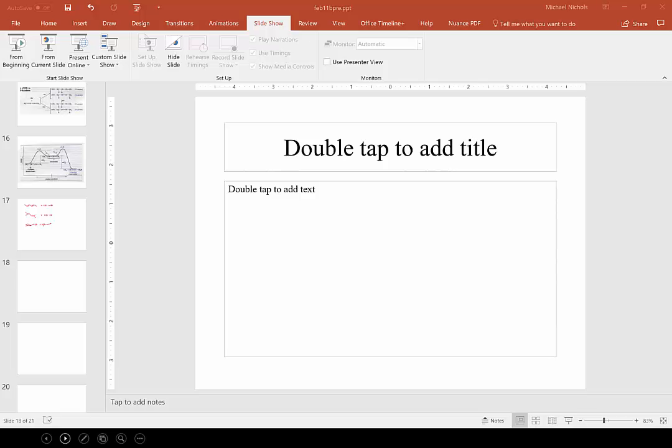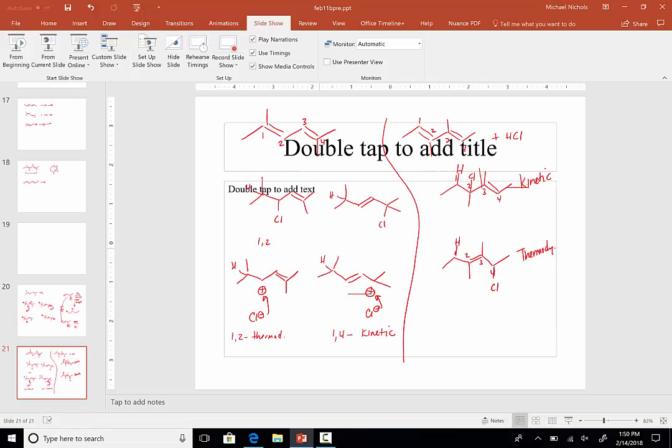So under what conditions do you get this? NBS only. It's NBS and heat or whatever it is, but it's just NBS. But why is it choosing that position? Because that's allylic and there's a resonance structure to it. I think that was in the video too, wasn't it? You might have to go back and look at it.